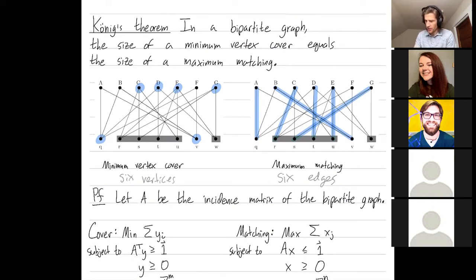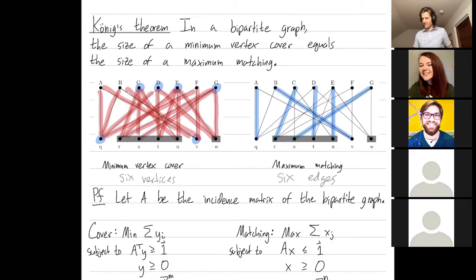And you can see it's a cover because let's just go in and rule out all the edges. So Q covers these edges. V is in my set, it covers these edges. C is in my set, it covers these edges. D is in my set, it furthermore covers these edges. E is in my set, and it covers these edges. And G is in my set, and it covers these edges. Okay, all of the edges got covered. That was a pretty picture.